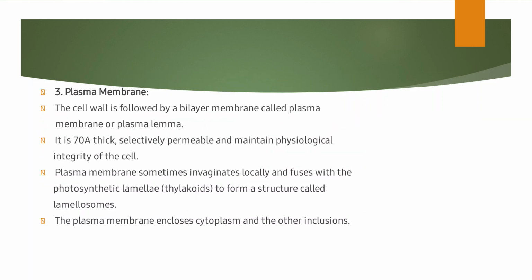Next is about plasma membrane. The cell wall is followed by a bilayer membrane called plasma membrane or plasmalemma. It is 70 Angstrom thick, selectively permeable and maintains physiological integrity of a cell. The plasma membrane sometimes invaginates locally and fuses with the photosynthetic lamellae called thylakoids, which forms a structure called lamellosomes. The plasma membrane encloses cytoplasm and other inclusions.